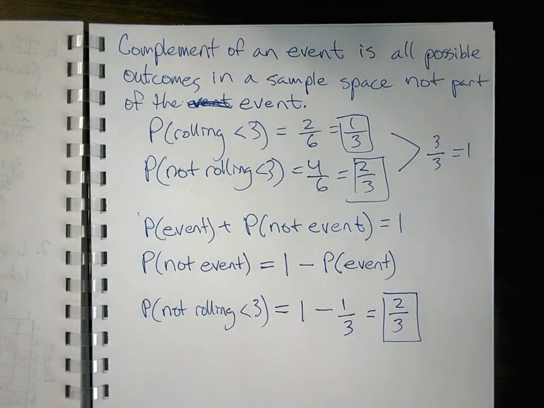Okay, so you'll be asked to find the complement sometimes, and the information you'll be given is only enough to figure out the probability of an event, so then you'll have to subtract the probability of that event from 1, and you'll get your complement.